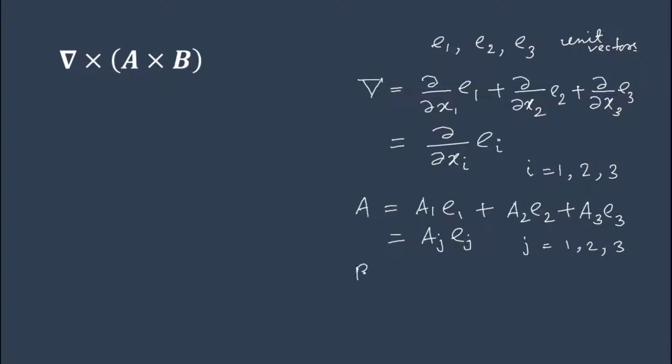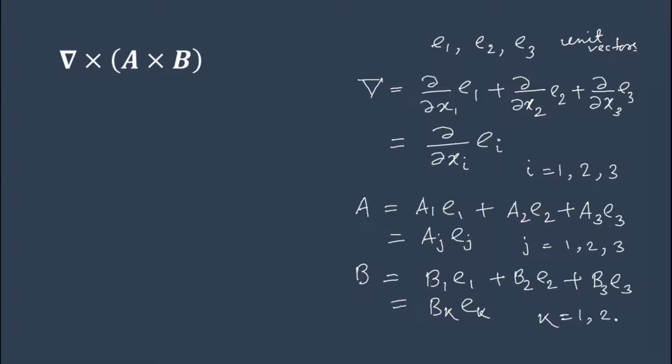Similarly, B can be expressed as B1 e1 plus B2 e2 plus B3 e3. By index notation, B can be expressed as Bk ek, where k is 1, 2, 3. Now if we put all of this in this expression, then we'll have del xi ei cross Aj ej cross Bk ek.